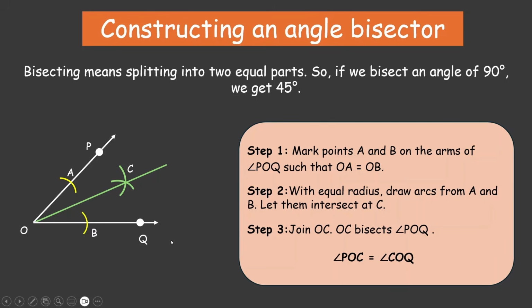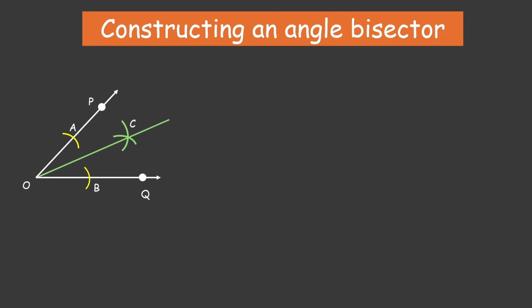But how can we be assured without measuring it? How can we be sure that this indeed divides the angle POQ into two equal parts? So let us see. Let us join AC and BC. Now in triangle AOC and triangle BOC, OA is equal to OB because we kept the compass at O and made two arcs of equal length on OP and OQ.